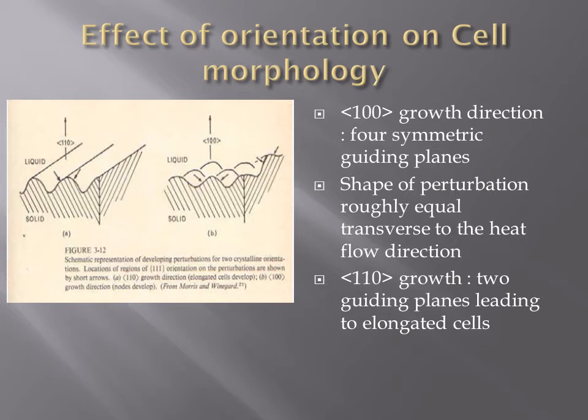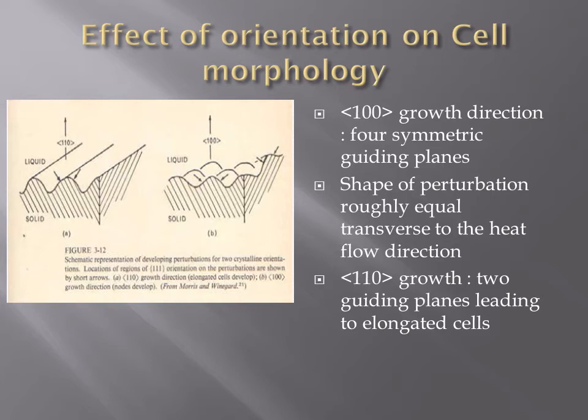Now, as growth conditions depart from those required for plane front, a number of transition structures are observed. The structures obtained depend also on crystallographic orientation. In crystals growing in a 110 direction, elongated cells develop with the segregate concentrated in the planar intercellular regions. In the crystal growing in a 100 direction, the segregate is concentrated in roughly cylindrical regions termed nodes.